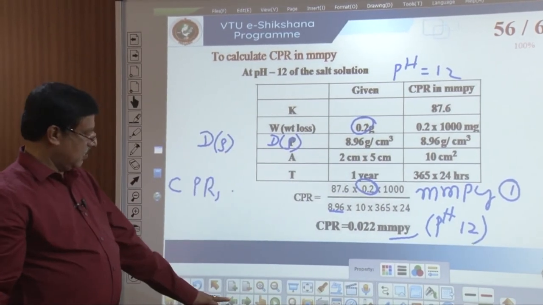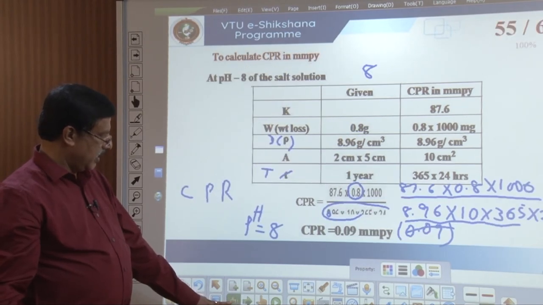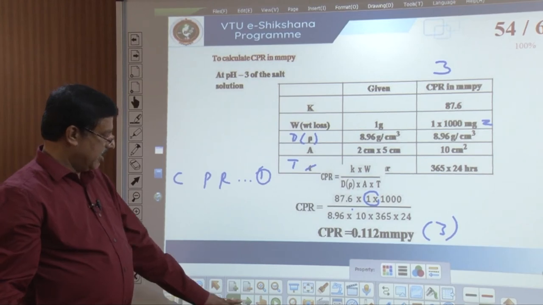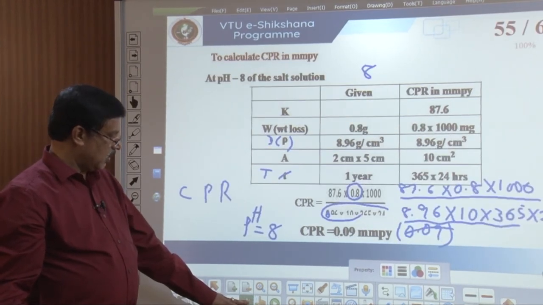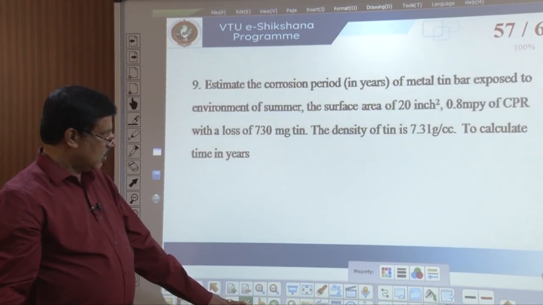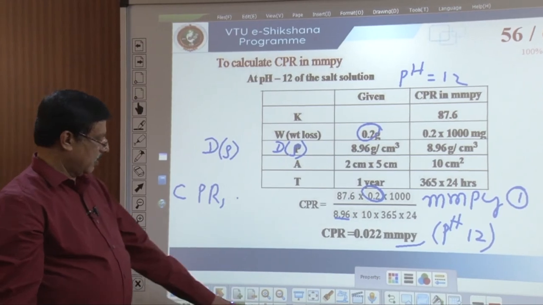So now you can see the values here, 0.022 and 0.09 and 0.112 millimeter per year. So at pH 3, at pH 8 and pH 12. So this is about the ninth numerical problem.